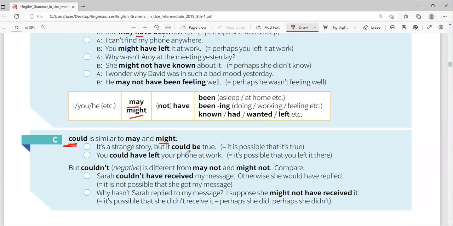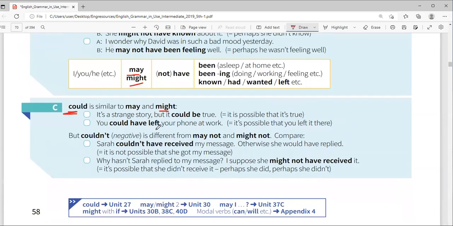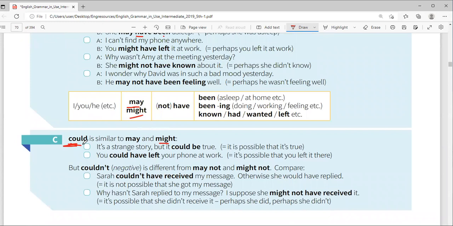It's a strange story, but it could be true. I'm told the new president has millions of money in the bank. Really? I don't know, but it could be true. It may be true. It might be true. So all of them, may, could, might, here in this case, have the same meaning of it is possible. And that is why even when I say you might have left, I can also say you could have left. You could have left your phone at work, meaning it's possible that you left it at work. So that shows there's a possibility. But remember, that is only for positive could.